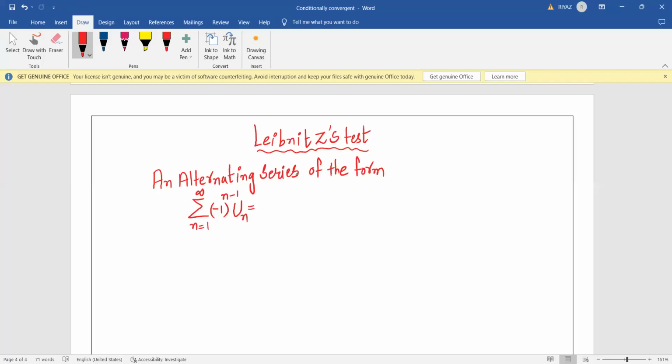And conditionally convergent, absolutely convergent, and alternating series. These three concepts together we are going to discuss. So what is the Leibniz test?